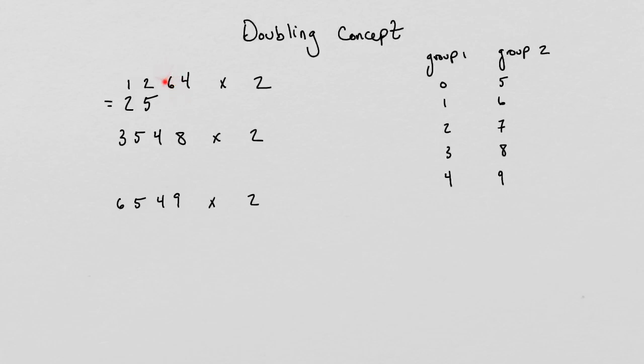Okay, 6 times 4 is 12. We look over, we see this is a group 1, so we know we don't have to carry anything. So we write down the last digit of 12, which is 2. And 2 times 4 is 8.